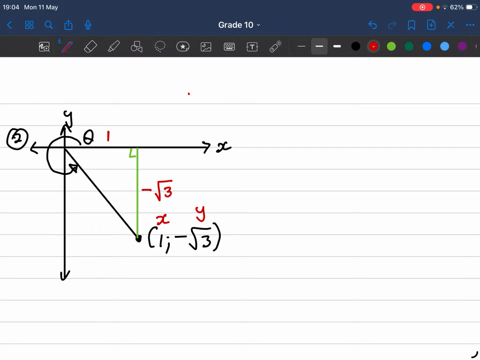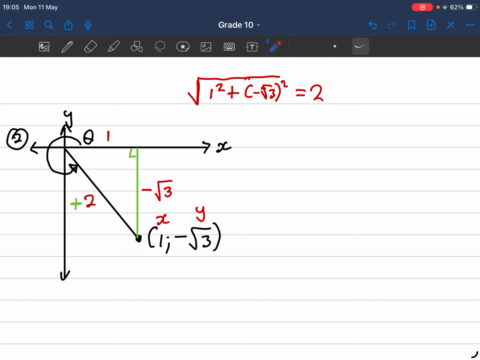Now when we're finding the hypotenuse, it's 1 squared plus negative root 3 squared, which is going to give me 2. So my hypotenuse is going to be 2. Now the hypotenuse, remember, will always be positive. Alright, just keep a note of that. The hypotenuse will always be positive.